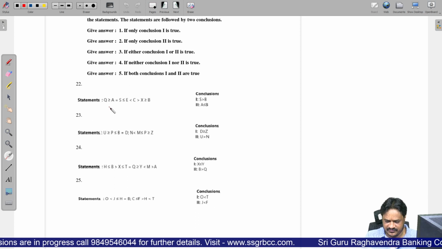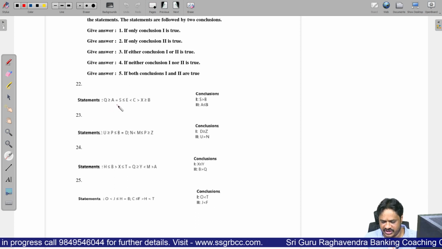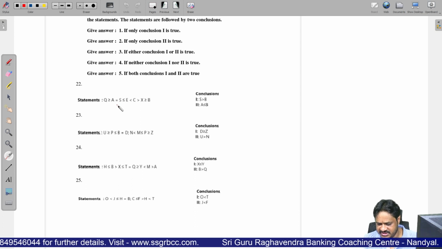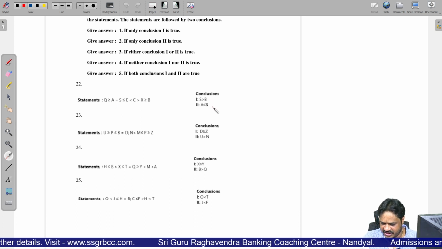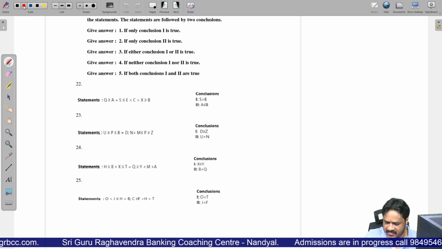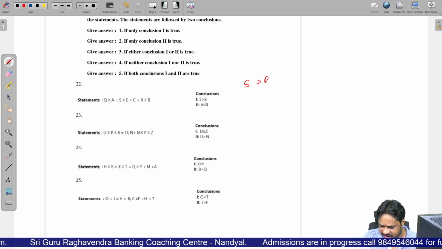22nd question. Q ≥ A = S ≤ E < C > X ≥ B. Now S > B, A ≤ B. There is no relation between S and B since there is no common symbol. It is given S > B and A ≤ B.